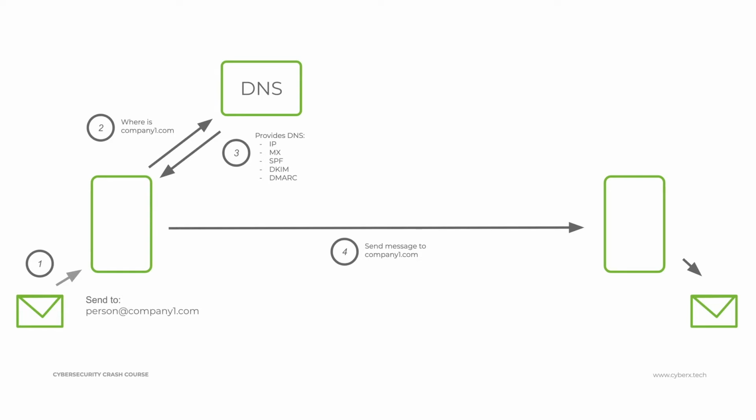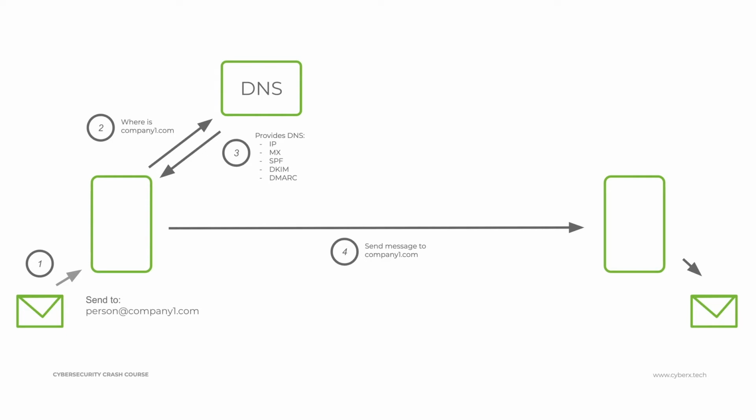So when you hit send, your email actually goes to a mail server from your provider. So if you're using Gmail, your email goes to your Gmail mail server. That mail server says, okay, you want to send this email to person@company1.com. Where is company1.com? They send a query out to a DNS server. DNS servers tell them company1.com is at this IP address. And it gives them DNS records: an IP address record, MX records for mail, SPF, DKIM, DMARC, and a host of other record options that can be provided, not just for email, but for many other reasons as well.